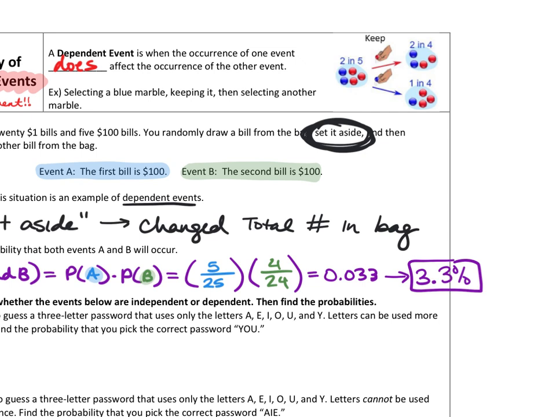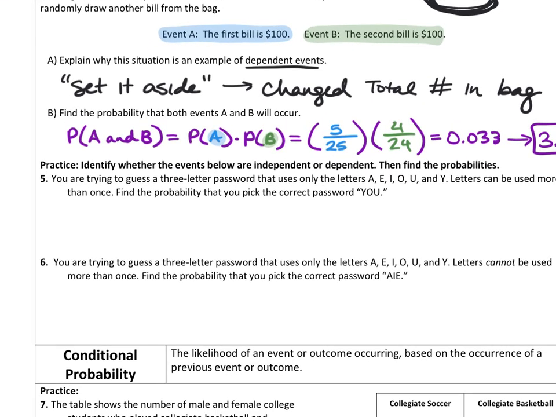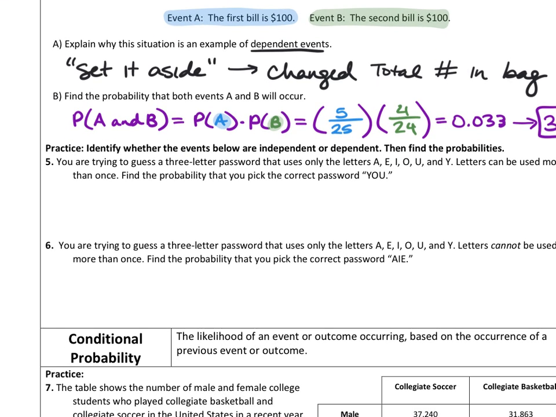Okay, practice problems number 5 and 6 say, determine whether the events below are independent or dependent and then find the probabilities. Number 5, you are trying to guess a 3-letter password that uses only the letters A, E, I, O, U, and Y. Whew, all the vowels. Letters can be used more than once. Find the probability that you pick the correct password, Y-O-U. Is this independent or dependent?